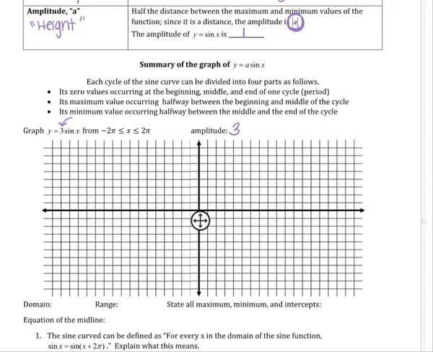Now, you'll also notice in this problem, I've set a new interval. We're going to go from -2 pi to 2 pi. So let's set up our axes first. So again, every 3 boxes is pi over 2. Okay, so that's in the positive direction. I'm going to do the exact same thing in the negative direction.